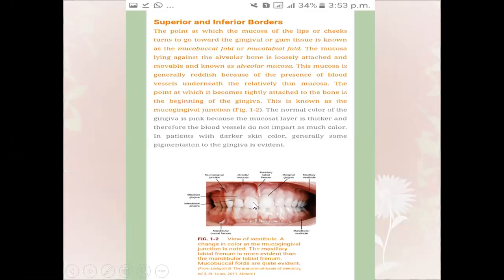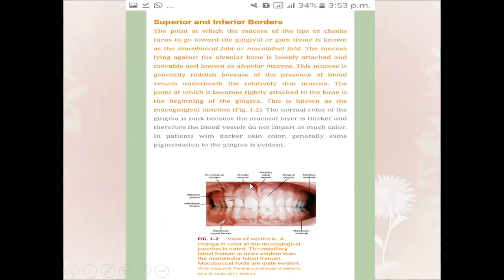the mouth is open. So the alveolar mucosa, as I've shown, is a movable part and the reddish part. This mucosa is generally reddish because of the presence of blood vessels underneath the relatively thin mucosa, and there is no bone present, or bone is far away. The point at which it becomes tightly attached to the bone is the beginning of the gingiva. This portion is the tightly attached part. This is known as the mucogingival junction.